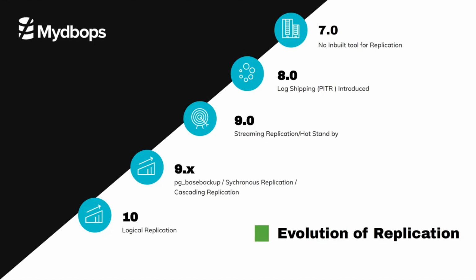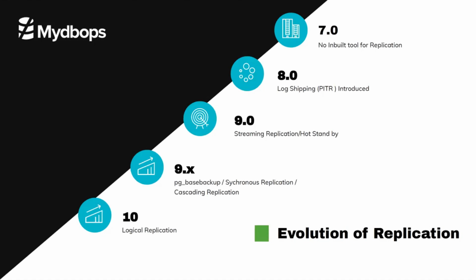Cascading replication means, let's say you have A as master and B as your replica, you can have another replica C which will fall under B. A will feed B and B will feed C. That is called cascading replication. That is also available from 9.7.